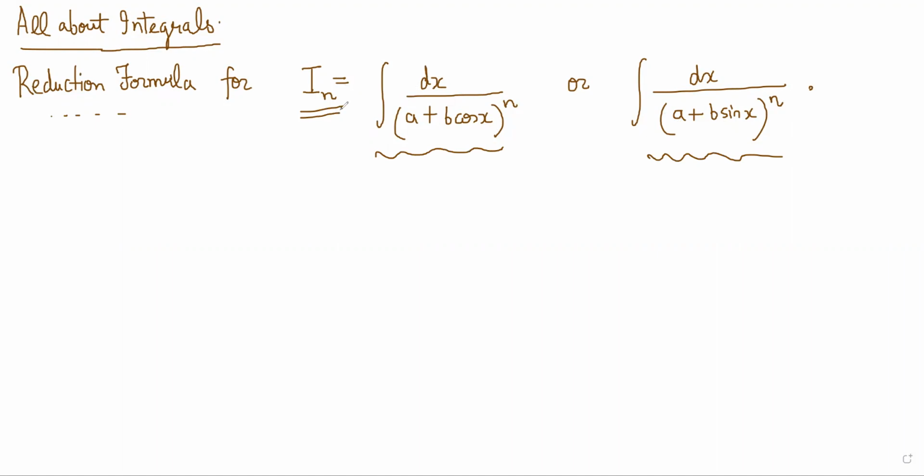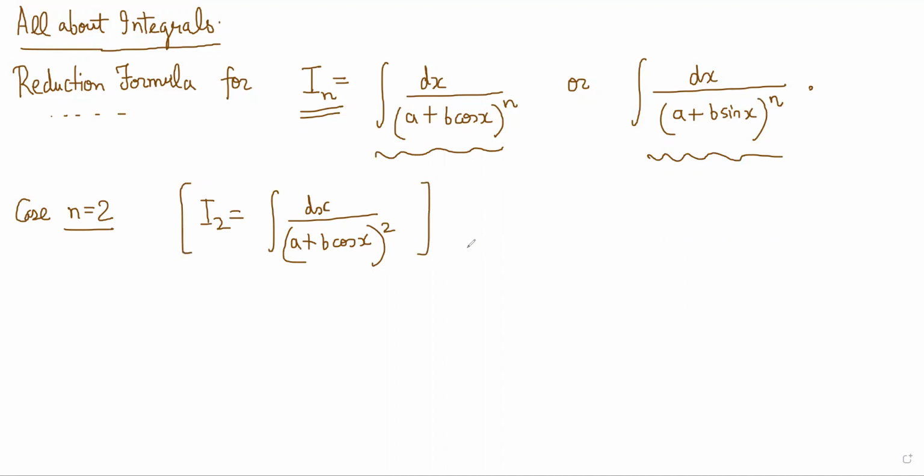So this is a special integral, and we need to learn about a specific technique that helps us solve this one. Let's work with an example. Suppose we take the case where n is equal to 2. What we have to find out is I_2, which is the integral of dx by (a plus b cos x) whole square. Both the cases will be similar. So we are trying to get the formula for this I_2. How do we go about this?